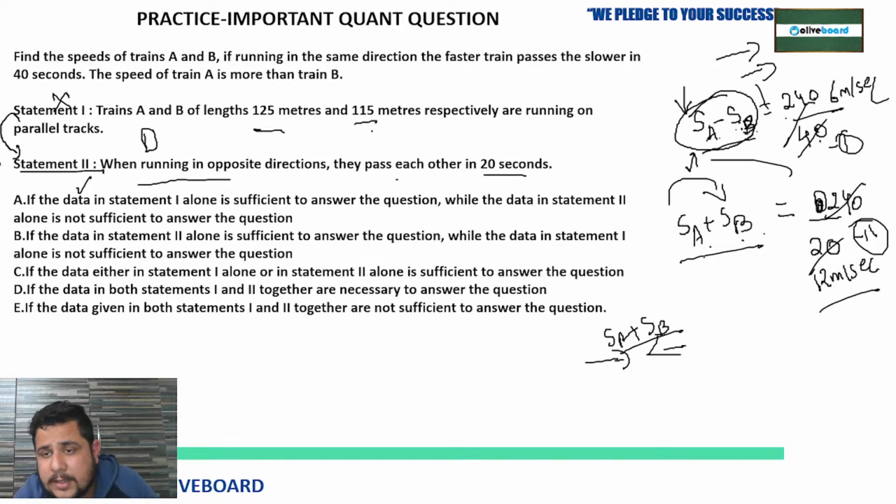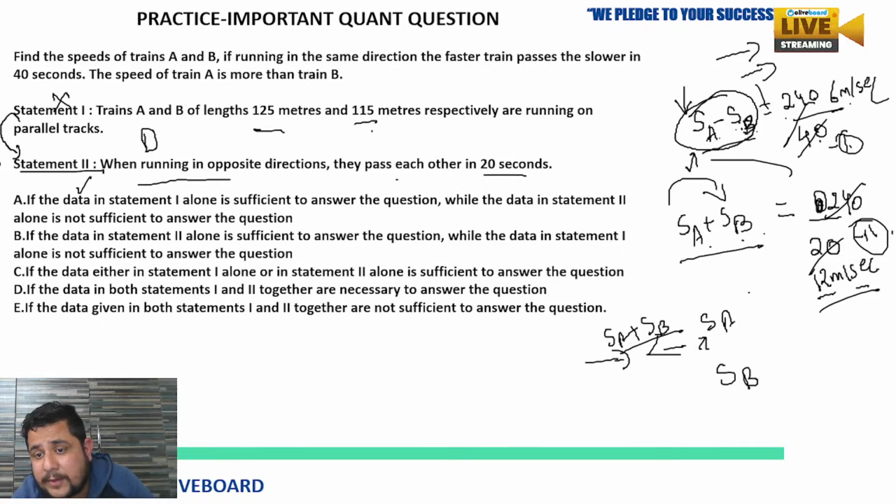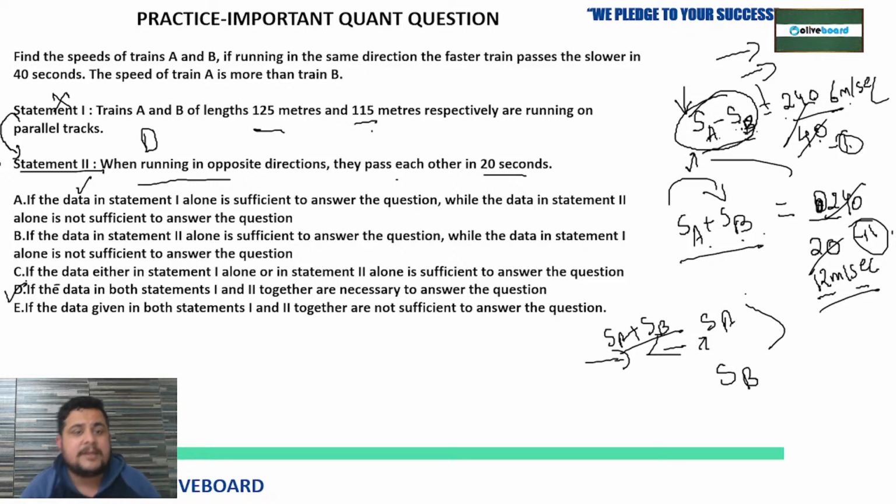Okay, are you getting the point? The difference of speed is 6 meter per second, while their speed sum is 12 meter per second. So now we have two unknowns here, and when we compare these two equations, we will get the value of SA, the speed of train A, and the speed of train B. We can easily get it by comparison. So both statements together are necessary to answer. Option D will be our correct answer.